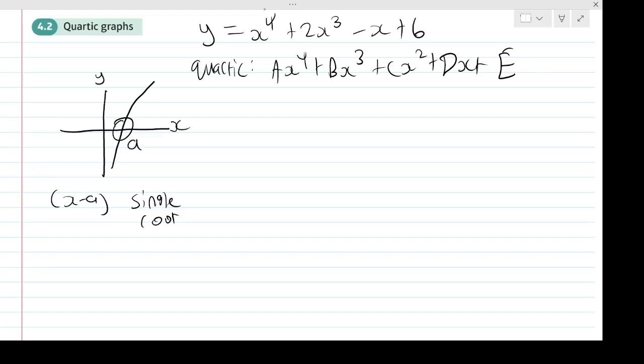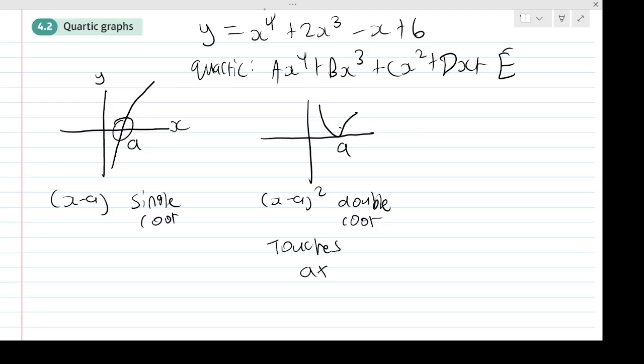But then when we had a double root or a repeated root, so when we had the factor squared, remember when we could factorize it into brackets, into factors, if it's a squared factor, that means instead it touches the axis. So it would look like that. In that case, it doesn't go through the axis, it just touches it. So if I write that there, passes through axis, cool.